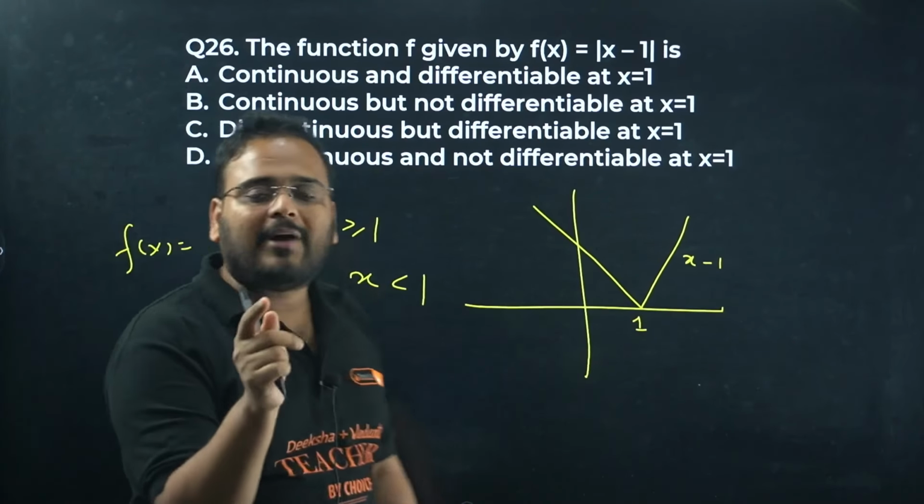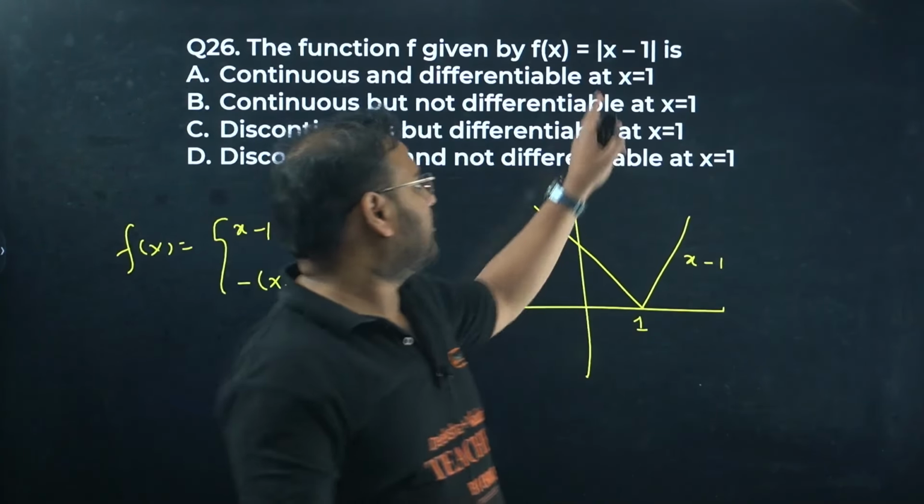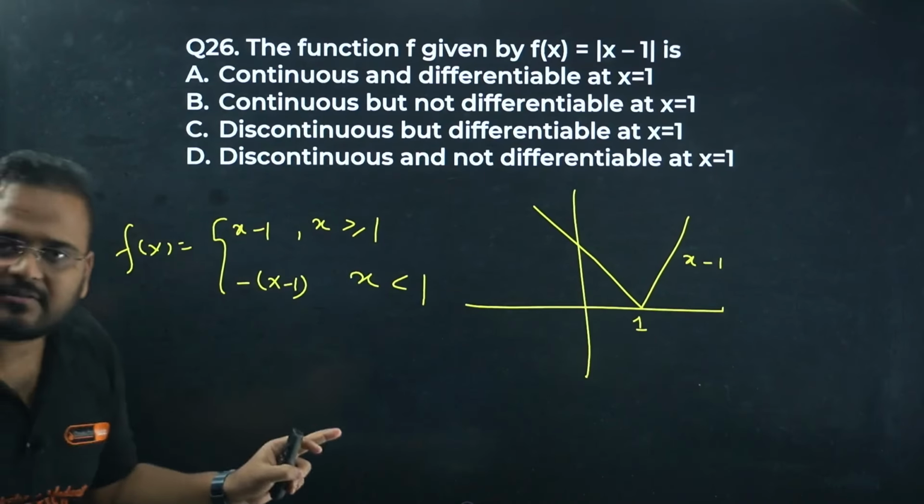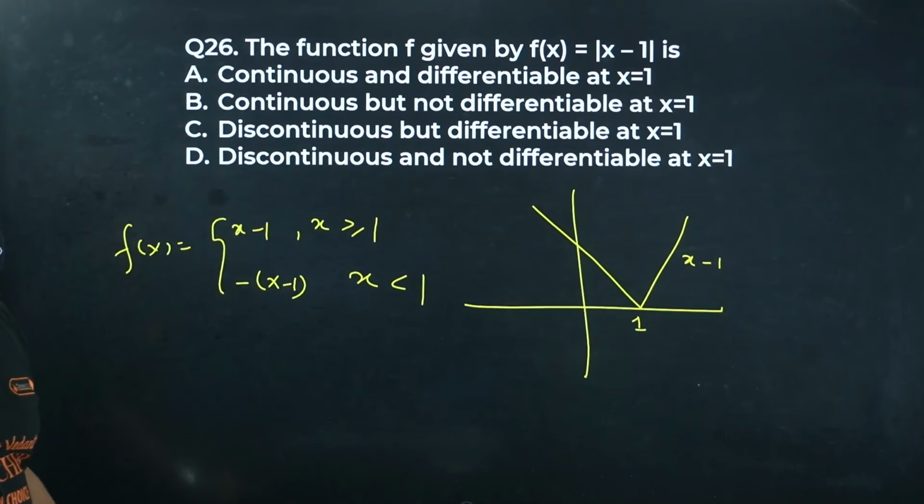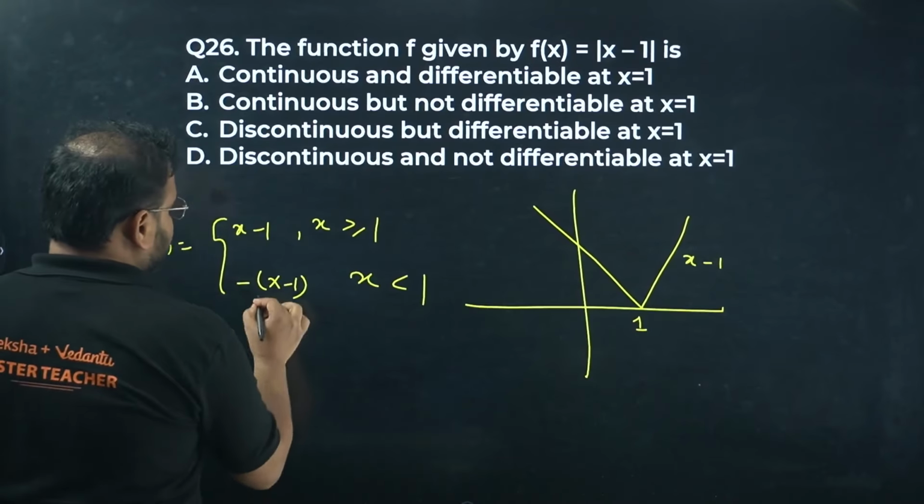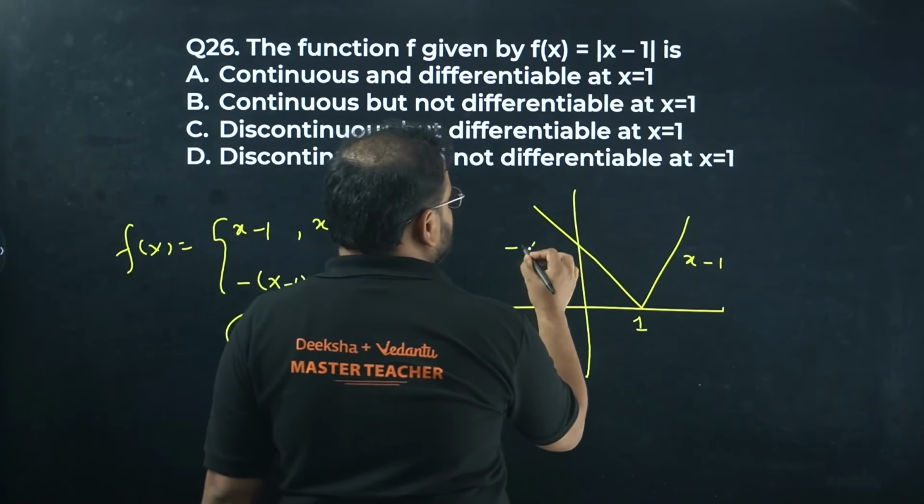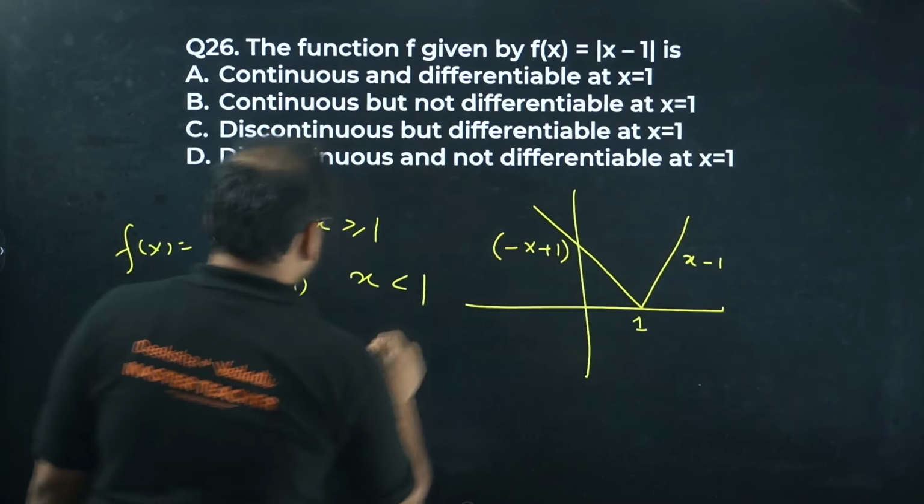And for all values less than 1, you'll open with the minus sign. Because if you put the value as 0.5, 0.5 minus 1 is minus 0.5, but modulus has to make it positive. It means I have to open it with the minus sign, so it becomes minus x plus 1. This side is minus x plus 1. Differentiate now.